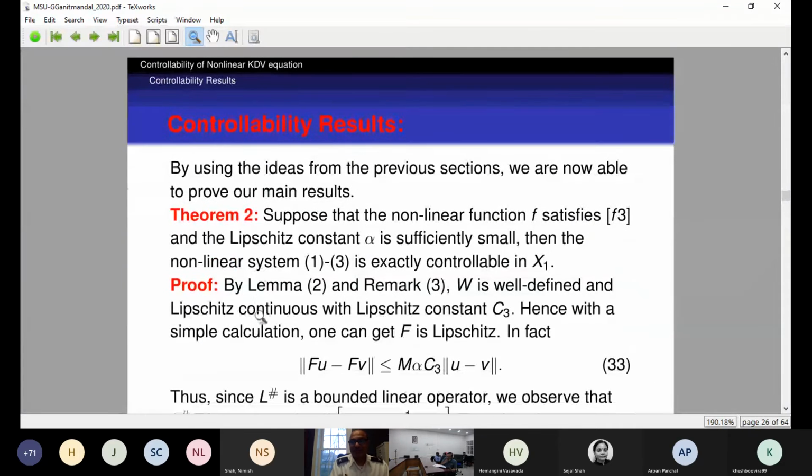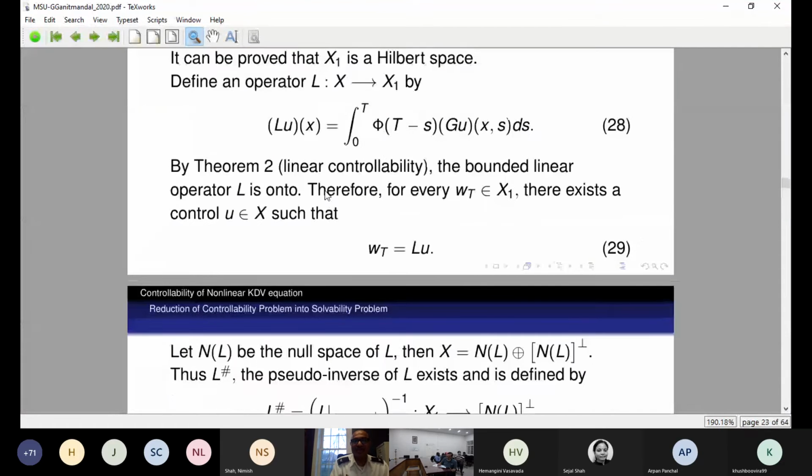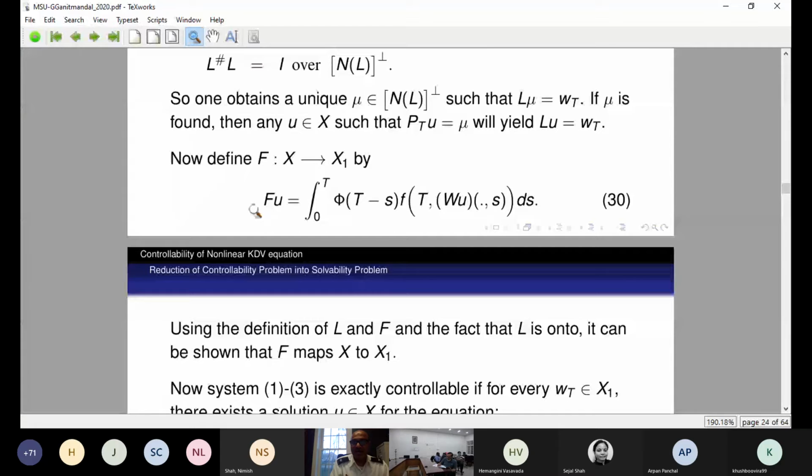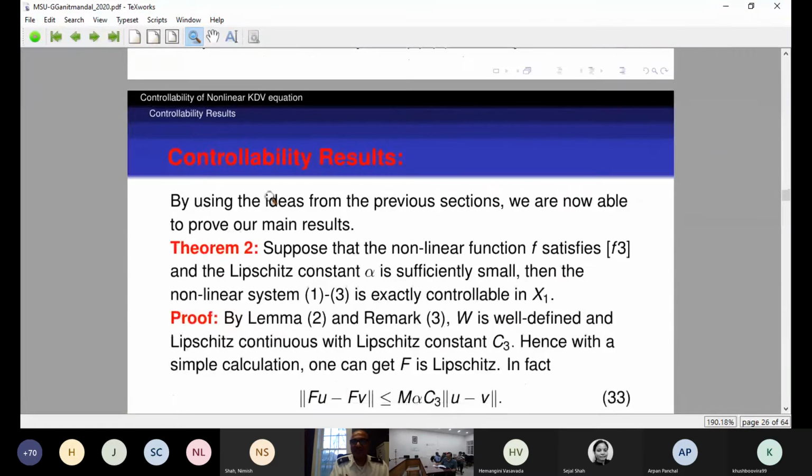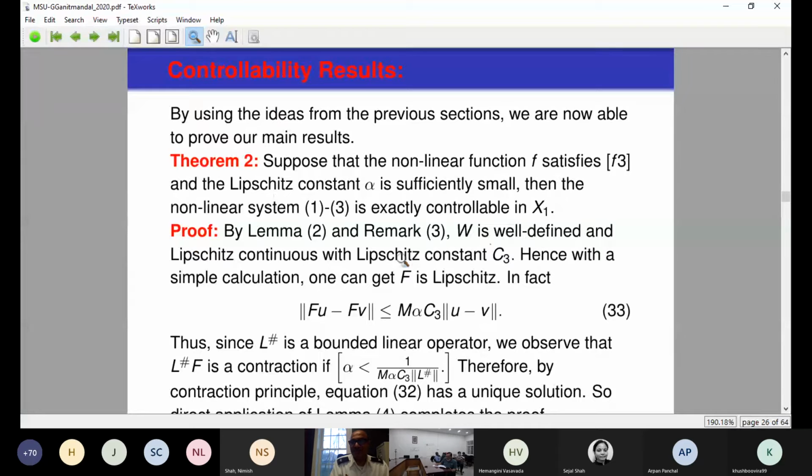So suppose that the nonlinear function f satisfies Lipschitz continuity with sufficiently small Lipschitz constant alpha, then the nonlinear system 1, 2, 3 is exactly controllable. As you know, W is well defined and Lipschitz continuous. Because W is well defined, you can see again my operator f. Look at W and f. So f is defined in terms of W. Once W is Lipschitz continuous, so is f, and that's why you can say capital F2. Again, it is a small proof, a four-line proof. So I think one can prove that very easily. Because W is well defined and Lipschitz continuous, we can say that my operator f is also Lipschitz continuous in this form.